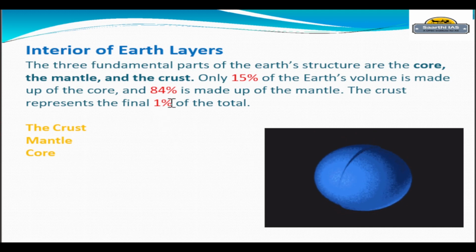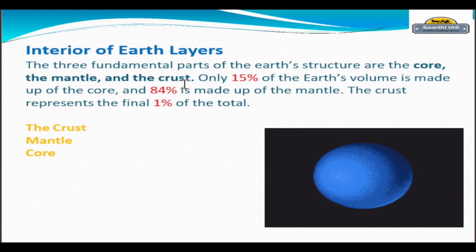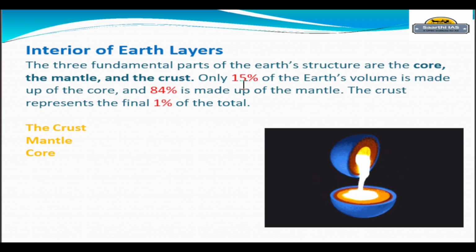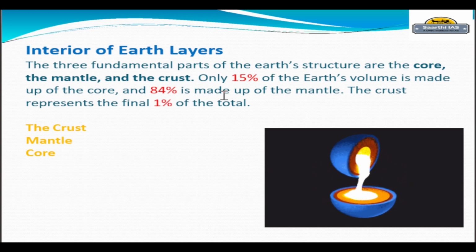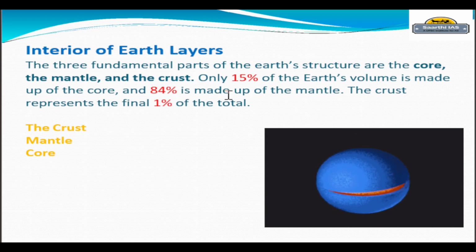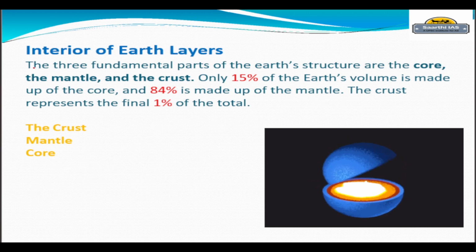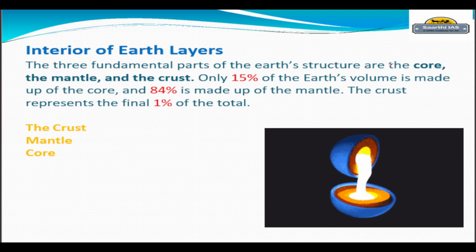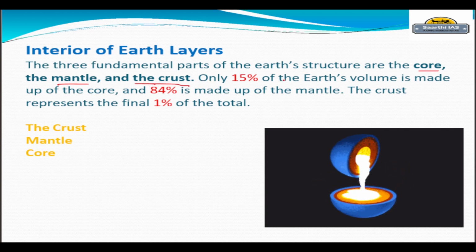Interior of the earth. The three fundamental parts of the earth are the core, the mantle, and the crust. I described it. Only 15% of the earth's volume is made up of the core, 84% is made up of the mantle, and the crust represents the final 1% of the total. Let's have a look at this once again. We are dividing the earth structure into core, mantle, and crust, that is from bottom to top: core, mantle, and crust.